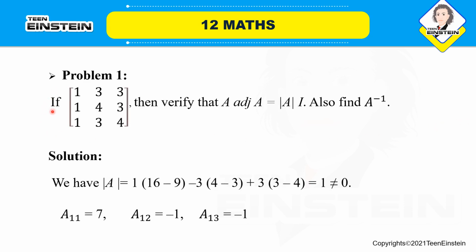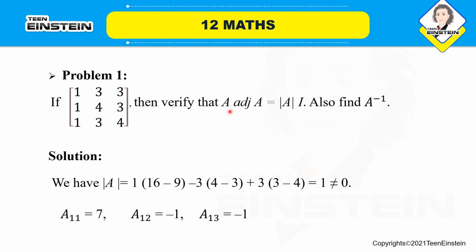See problem 1. The matrix 1 3 3, 1 4 3, 1 3 4 is the given matrix. So it can be taken as A. It's a square matrix of order 3 because we see 3 rows and 3 columns. Then we have to verify that the product A into adjoint A is equal to determinant A into I. Also find A inverse. So this is the question given here.